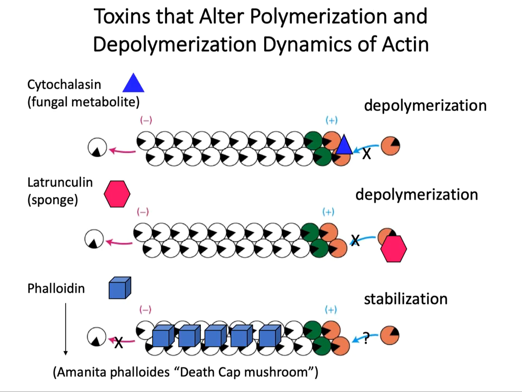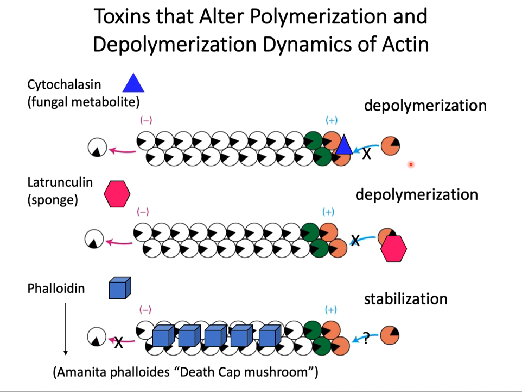So because of this treadmilling, there are some interesting toxins that you can use to assess the role of actin in certain cellular functions. One of these toxins is known as cytochalasin. It is a metabolite from a fungus. And what is interesting about this small molecule is that it causes depolymerization of actin. So if you take cells and treat them with cytochalasin, in a very short time, all of the filamentous actin in the cell will become depolymerized.